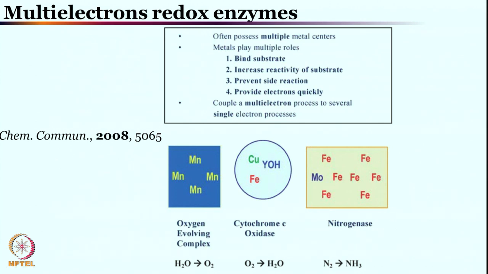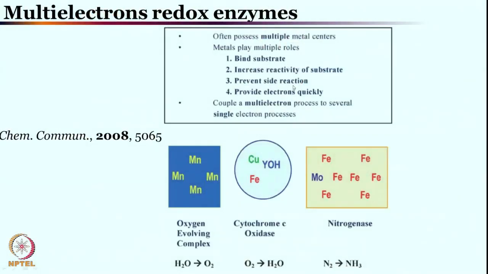Metal plays multiple roles in these enzymes, in today's case, the heme copper oxidase and the oxygen evolving complex in chloroplast. Metal plays multiple roles, such as binding the substrate, in these cases oxygen or water, and increasing the reactivity of the substrate. In this case, water binding and water activity will be improved. It also prevents side reactions, which is important and essential because these biological processes are completely bulletproof, right? These are reactions which happen no matter what.